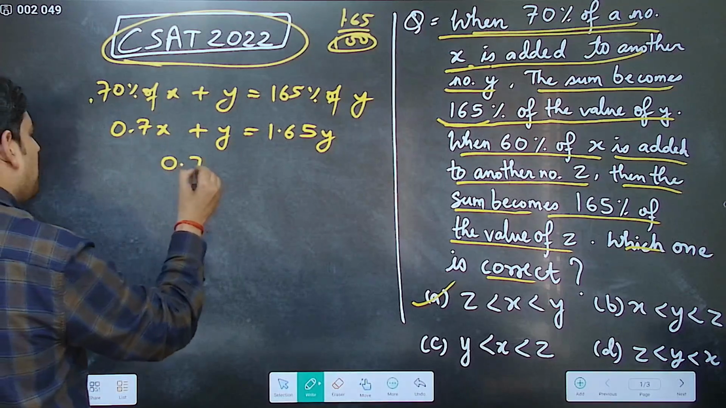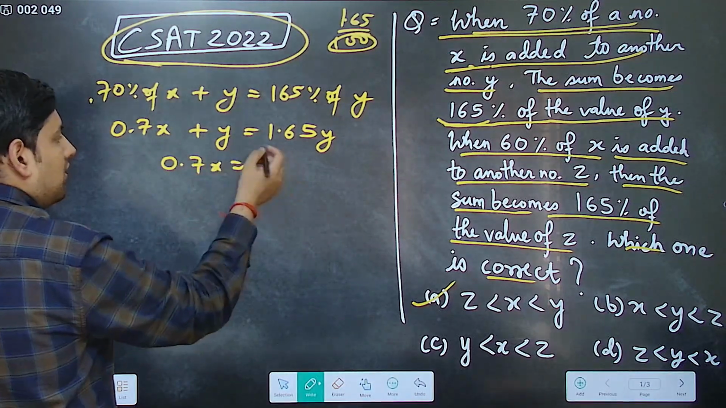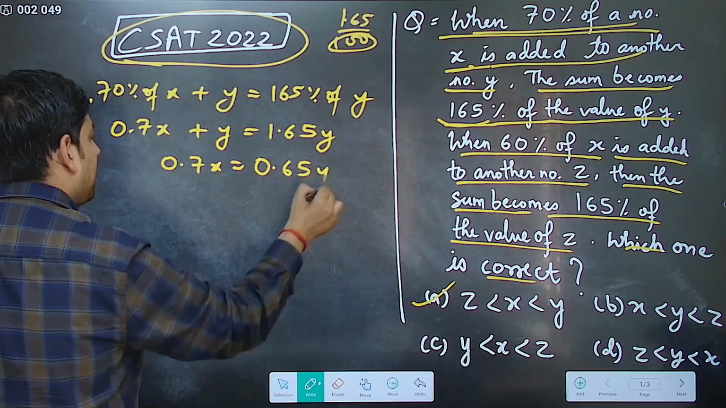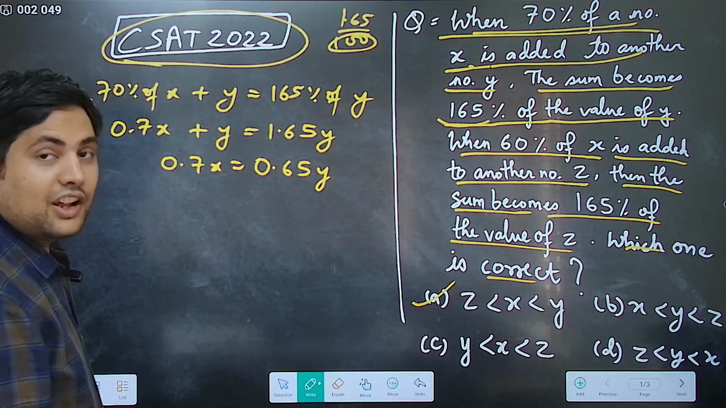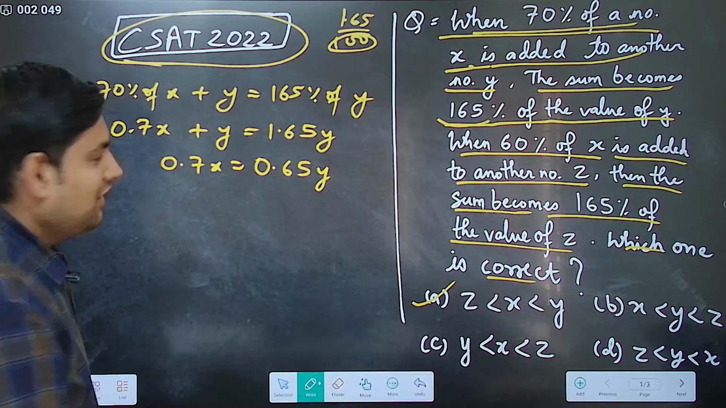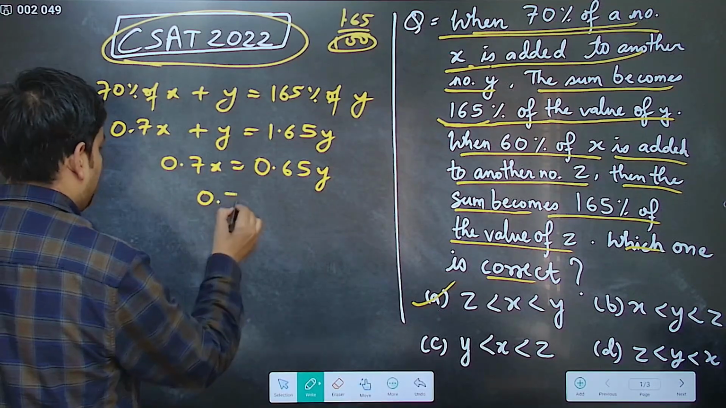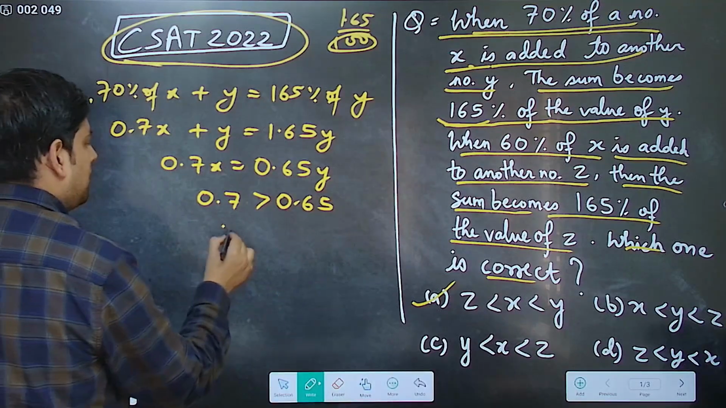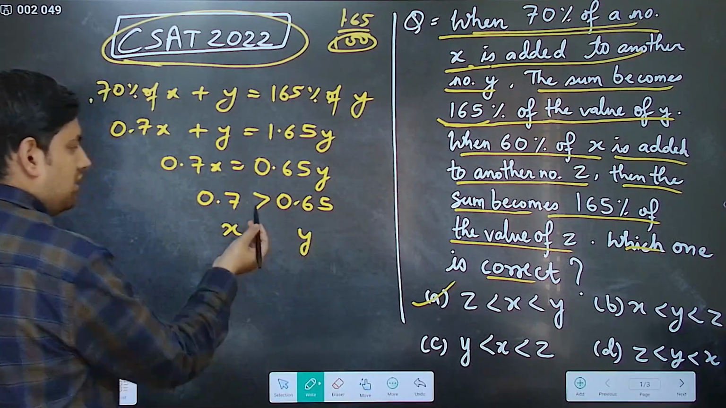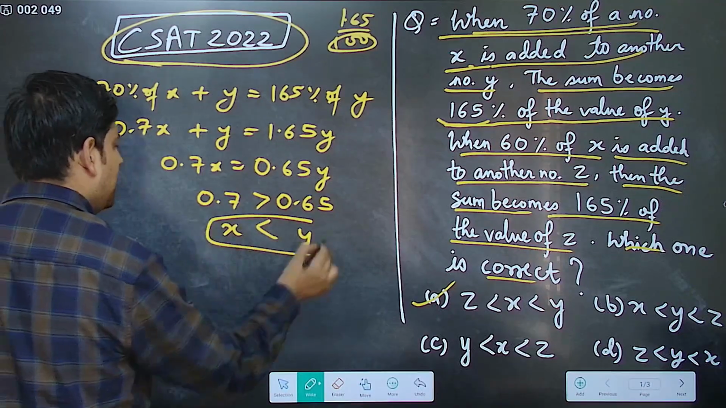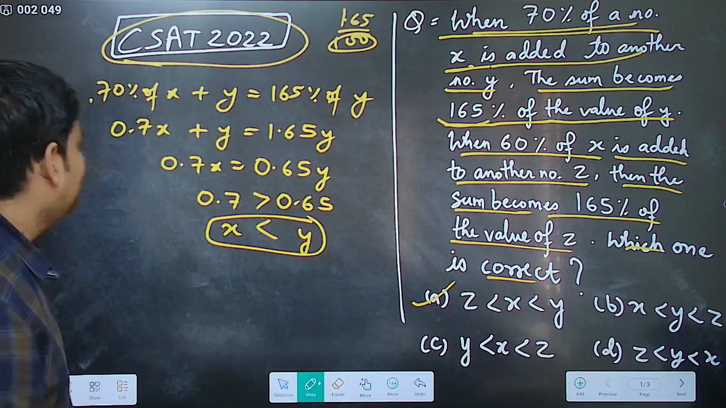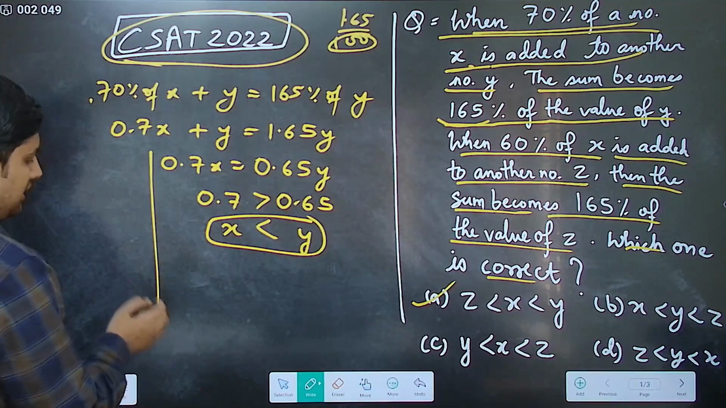That's it. Once you write this equation, it becomes very easy. What's the next thing? 0.7x is equal to 1.65 minus 1, what will you get? 0.65y. Now, how did we used to compare? Simple. 0.7 is greater than 0.65. Then what will be the relation between x and y? Just the opposite. That is, y will be greater than x. Simple.